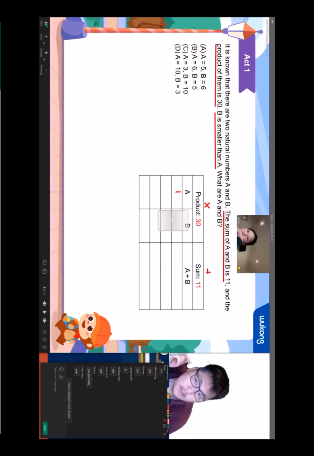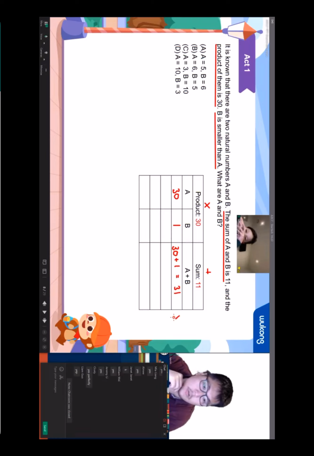Good. So yes, everybody, we need to start writing small numbers for B first, like 1 here and then 30. Good, Jeffrey. So now that means 30 plus 1 is 31, and then you cross out. Okay? And next, what 2 numbers should I go?